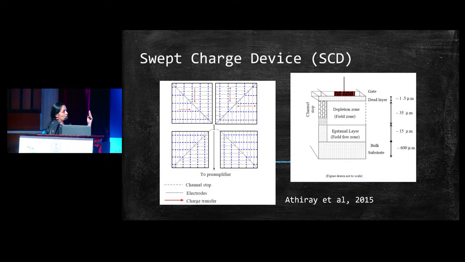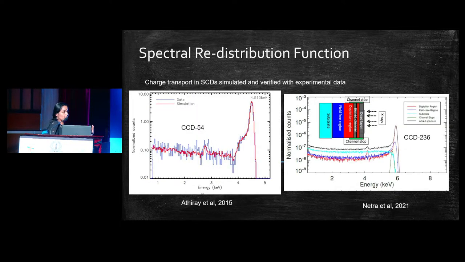Let me give an overview of all the tests that have been done and how well calibrated this was. This is the swept charge device. Because it's not position sensitive, the readout is diagonal, and this is a vertical structure of the device. So what we did was to actually model the device. Here you can see a similar device, which was on Chandrayaan-1's C1XS, for which we had done a charge transport model for swept charge devices. It was modeled, simulated and verified with experimental data, and we then extended it to the CCD 236 that's on CLASS.